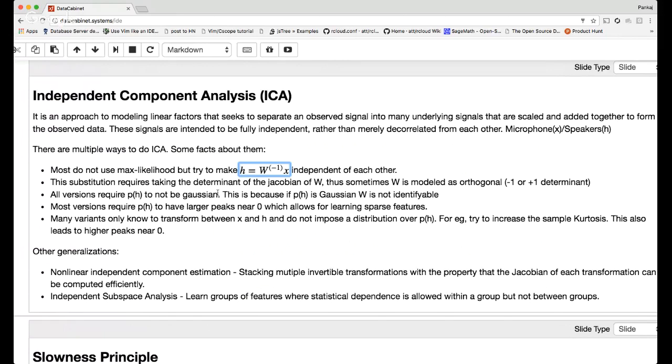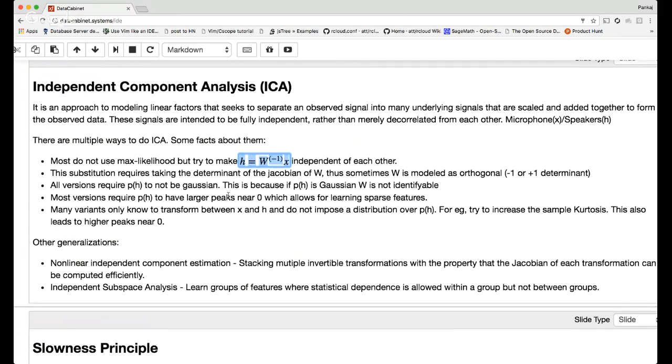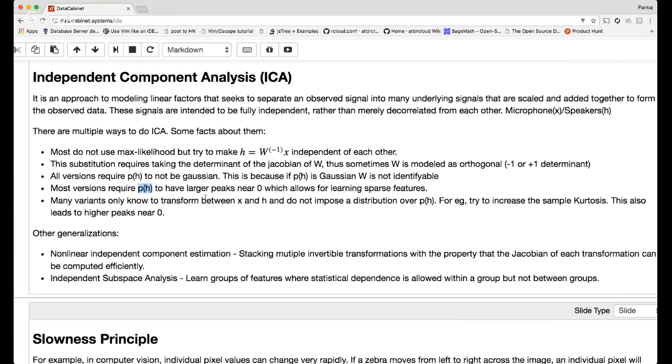But here they are intentionally trying not to make H Gaussian, because if you assume Gaussian, then for this you'll get more than one W that satisfies that condition. So that's why they also try to get p(H) to have a distribution with a larger peak near 0, so that it has some feature selection, sparse feature properties.